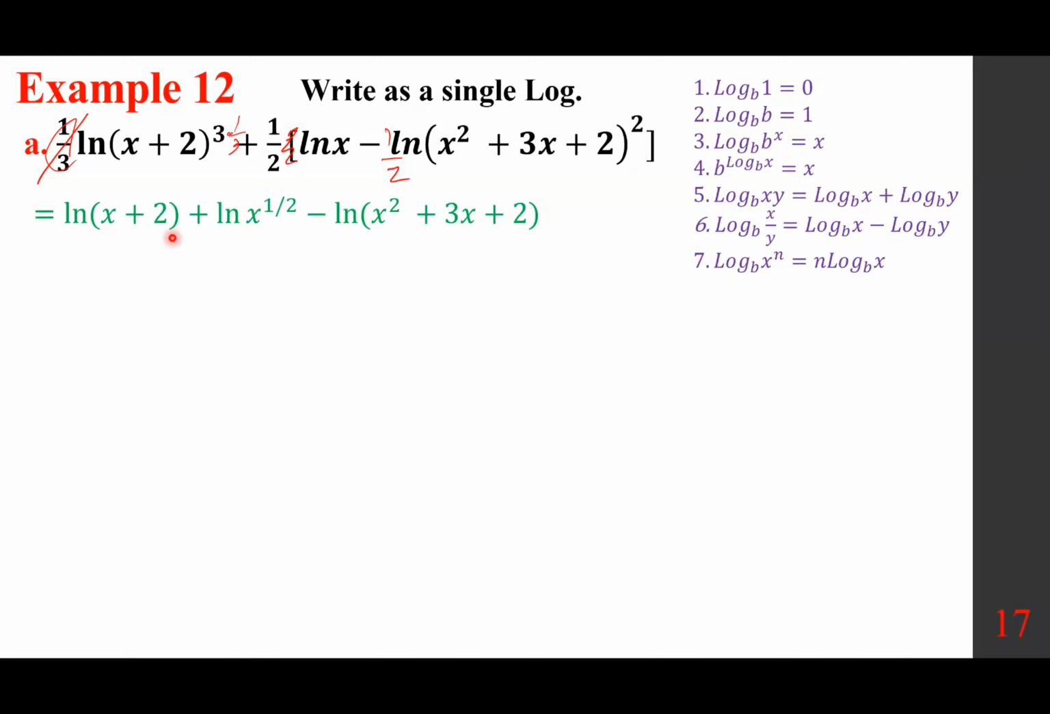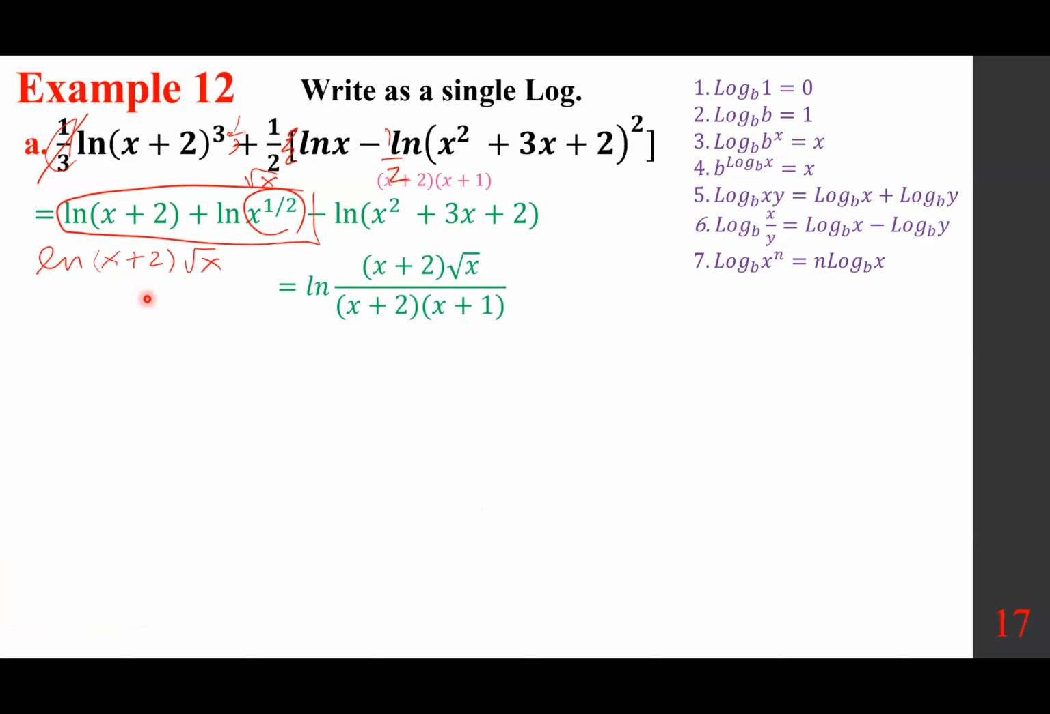Because we have a plus sign, we can combine these two into ln of x plus 2 times square root of x. And since there's a negative, you can write this as a quotient. Again, you don't have to take that many steps. Ln of x plus 2 times square root of x. Now the second part, I'm going to cut that into two pieces because I can factor this into x plus 2 and x plus 1. And this goes and becomes the denominator here, right?